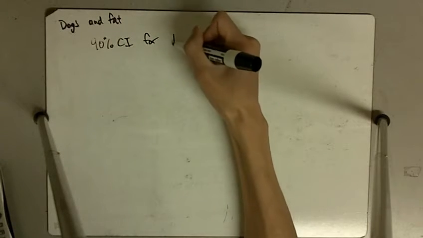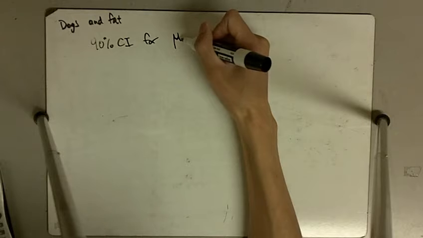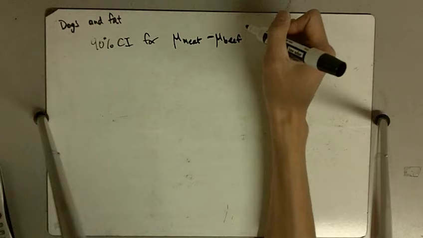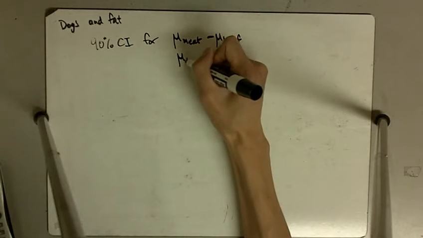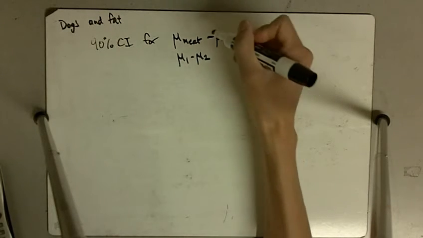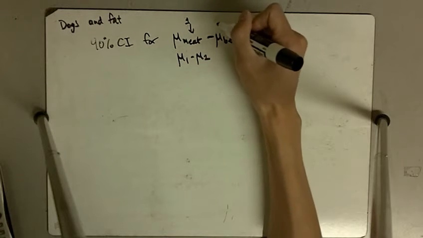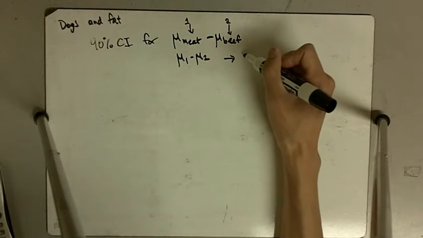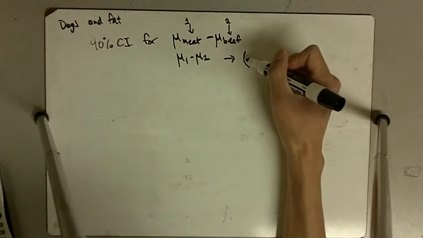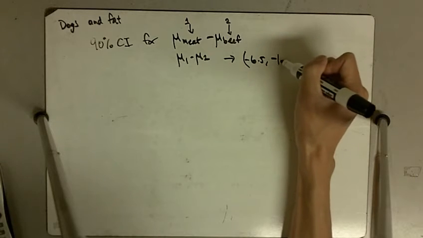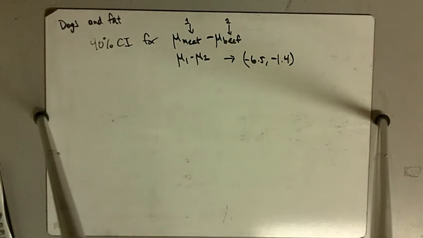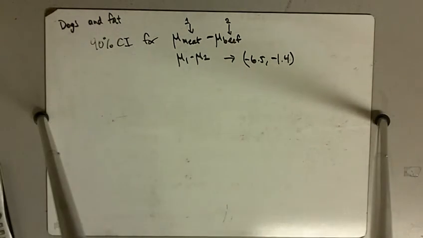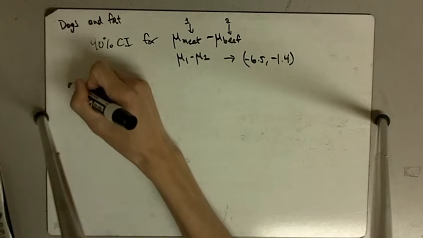So we made a 90% confidence interval for the difference between the mean in meat minus the mean in beef. This is no different than mean 1 minus mean 2, except we've replaced group 1 with meat and group 2 with beef. And we found that this confidence interval goes from negative 6.5 to negative 1.4. The first thing you'll notice is that 0 is not inside the interval. So that means we do have evidence of a difference.